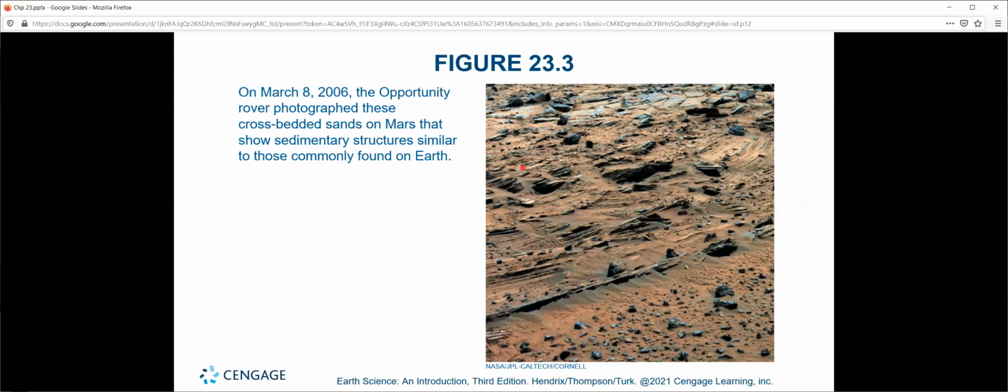Images of cross-bedded sands taken by Opportunity in 2006, providing evidence of sedimentary rock producing crossbeds. We talked about crossbeds way back at the beginning of this book, right? Those are evidence of beaches, of water-type environments. More compounding evidence and information that says Mars at one time had perhaps liquid water.